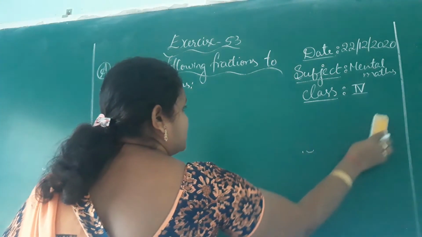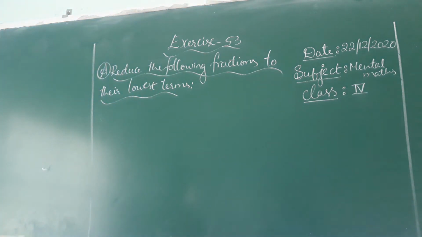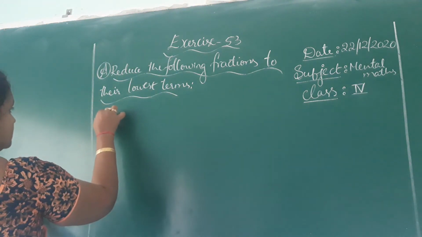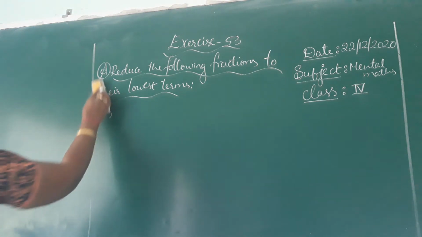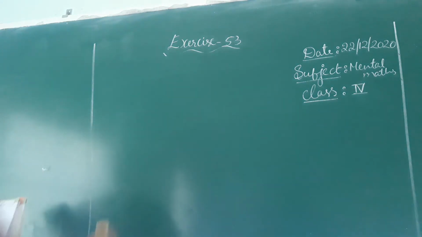B Roman, first one. A Roman, lowest terms, is completed. B Roman, first one.